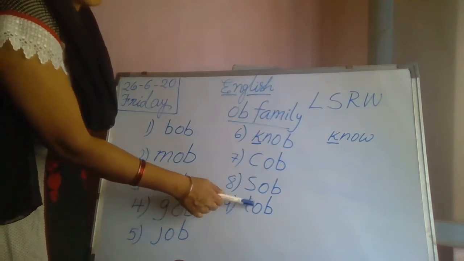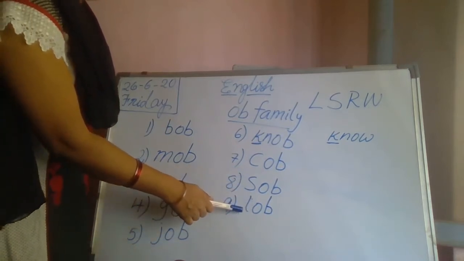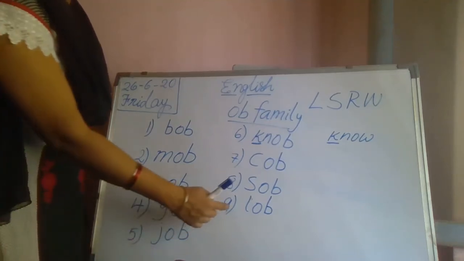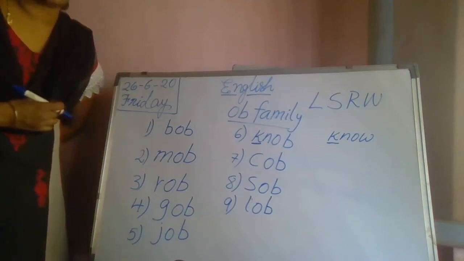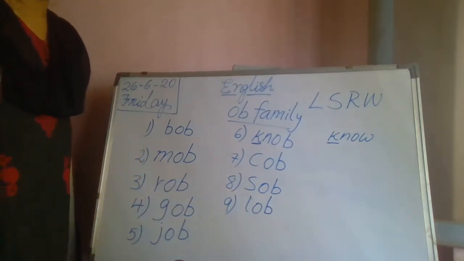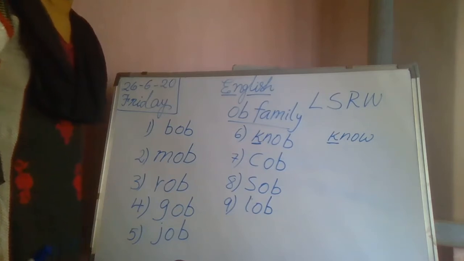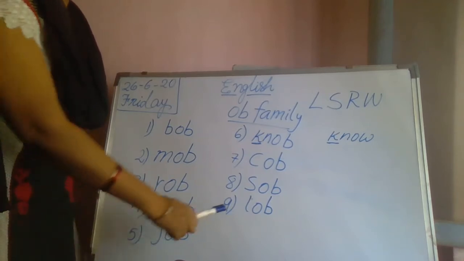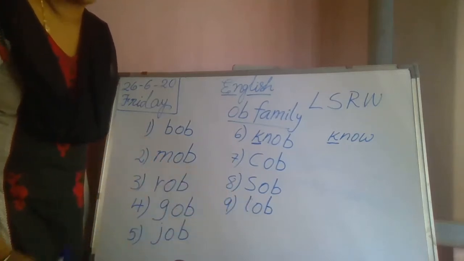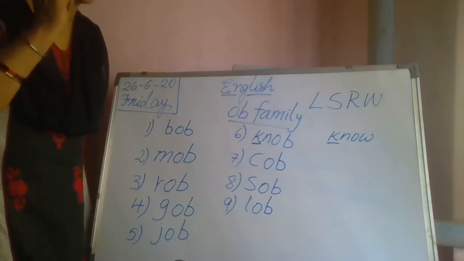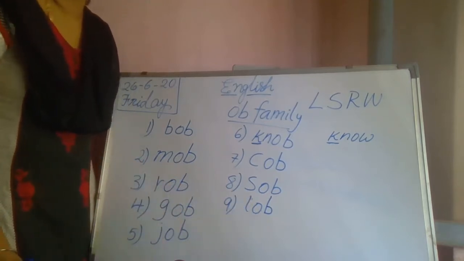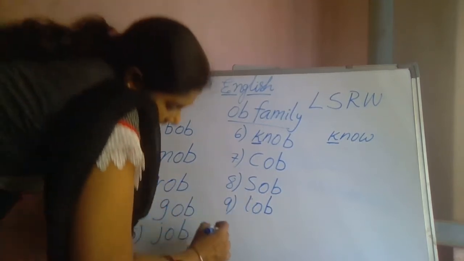L. What is this letter? L for lamp. L gives the la sound. L-O-B. Lop. How can we pronounce? L for la la la. L for lamb. L-O-B. Lob. How can I pronounce the word? Listen carefully. Listen clearly. L-O-B. Lob. Okay.